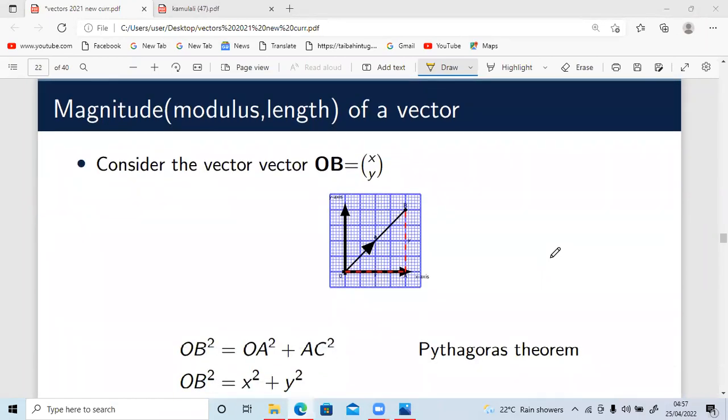Then we have what we call the magnitude. There are 3 words they can use. They can say magnitude, they can say modulus, they can say length. Whenever you hear that word, even in coordinate geometry, never get confused. They are asking you to find the length. Take an example. Most of you have noticed at school, we have what we call shortcuts.